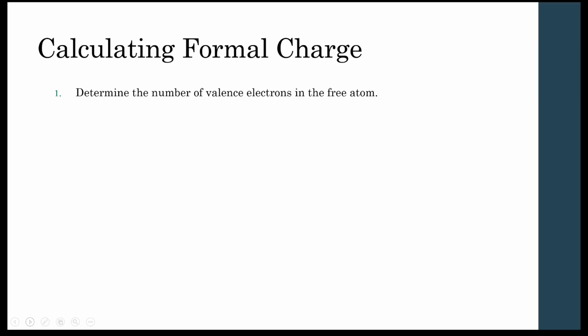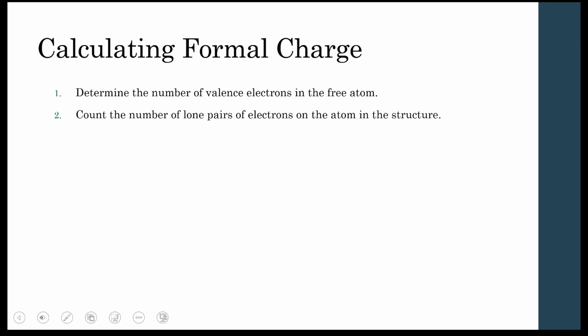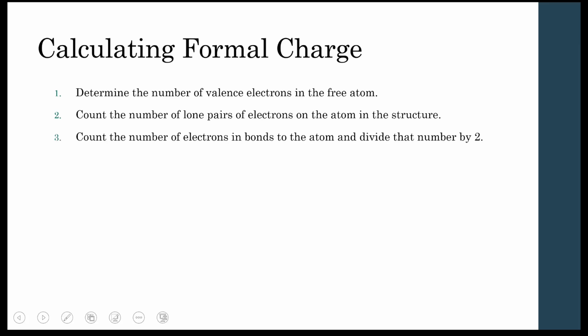So we're going to look at an example together. We're going to actually calculate that nitrogen oxygen one. But here's how we would calculate formal charge. So first we're going to determine the number of valence electrons in the free atom. So in each of the atoms, the nitrogen, the oxygen, we're going to determine how many valence electrons it originally had. Then for each atom, we're going to count the number of lone pairs on that particular atom. We're going to calculate the number of electrons that are in a bond, and then we're going to divide that number by 2. And then we're going to subtract the sum from steps 2 and 3.